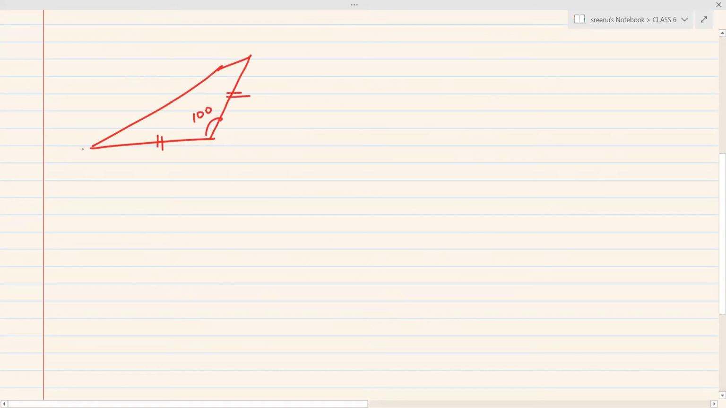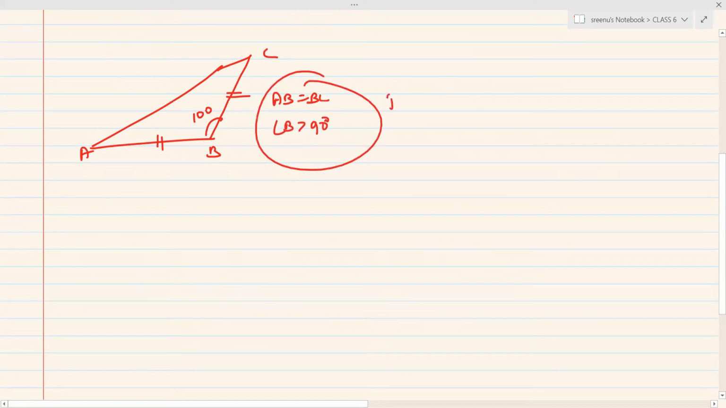What is this isosceles obtuse angle triangle? A general obtuse angle triangle in the sense one angle is more than 90, take 100. If two sides are equal, like AB and BC, if AB and BC are equal and one angle is greater than 90, then it is called an isosceles obtuse angle triangle. Okay.